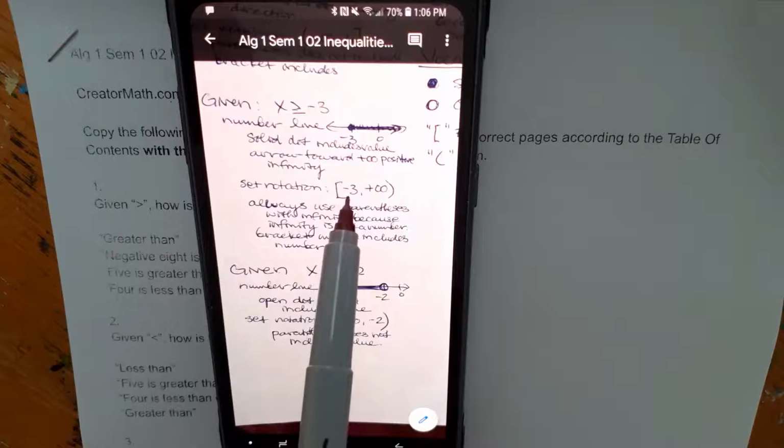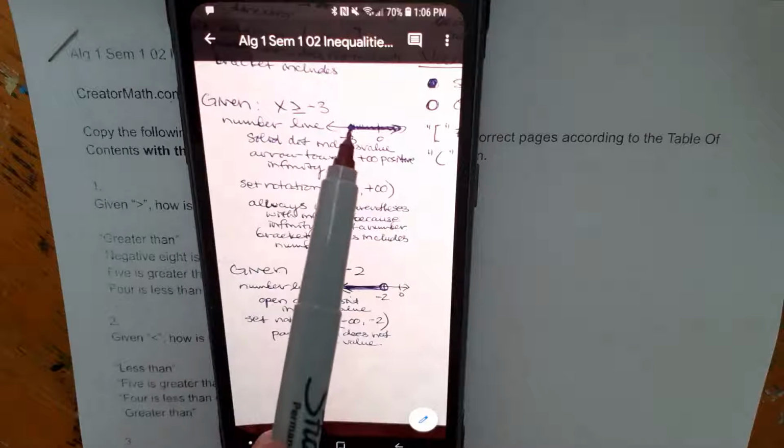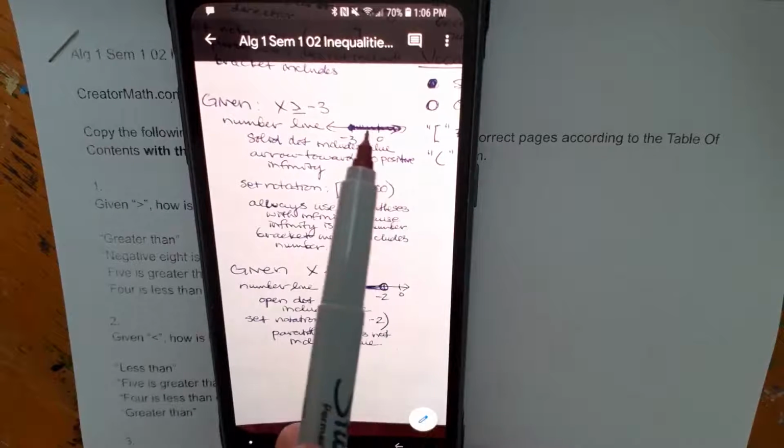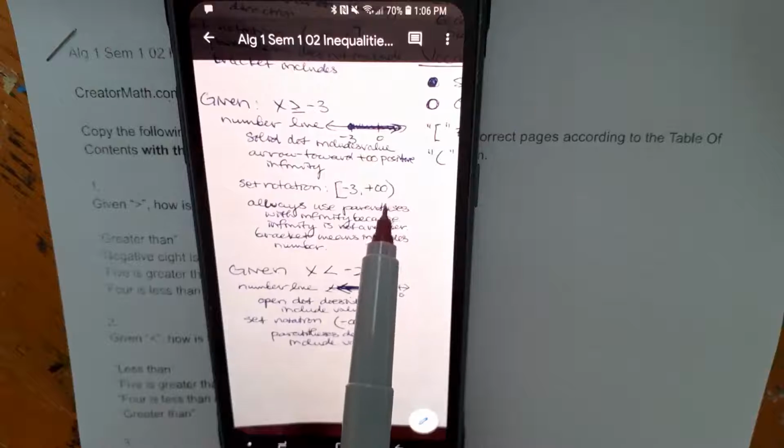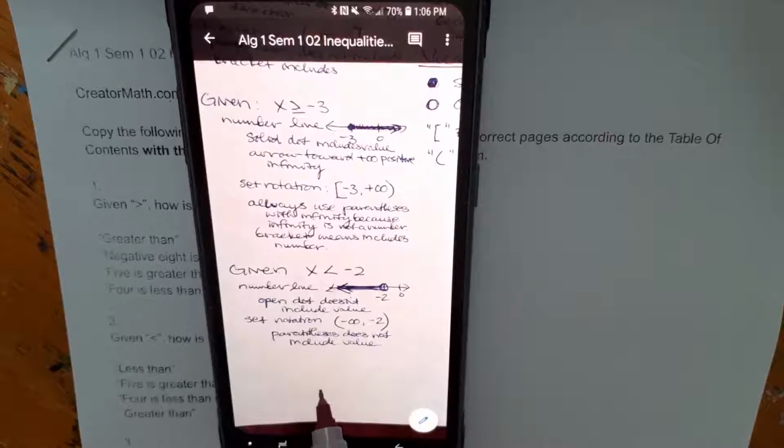Here, the bracket is around the -3 because it is included with the equals and the solid dot. And then the positive infinity goes off to the right. Again, it's a parentheses because infinity is not a number. You cannot use a bracket.